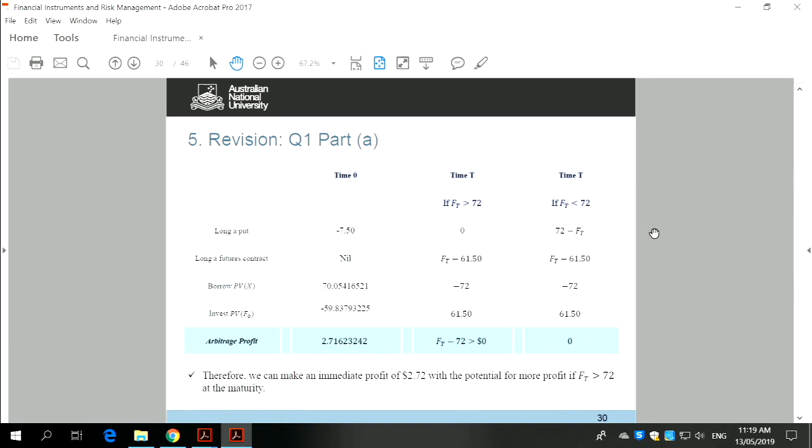So in other words, we don't have the short position in the futures contract. And then we have a long futures contract, which pays FT minus the F0 price. We know the F0 price is 61.50. And again, we need to repay the money that we borrowed. Again, we're getting the payoff that we invested. So if you sum up this column, it comes down to 0. So basically, we make an immediate profit of $2.72 today, and going forward 11 months, we have the potential to make more positive profit if the FT price finishes higher than 72. So that's the first part of your question 1.